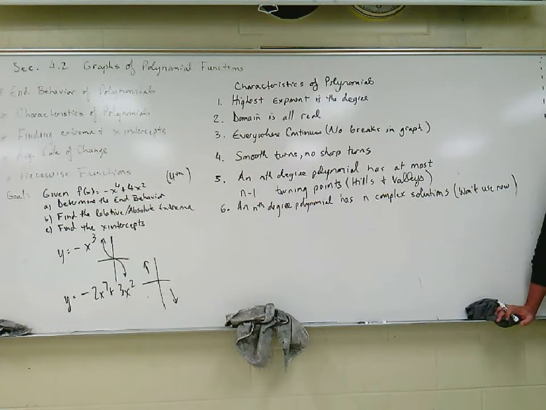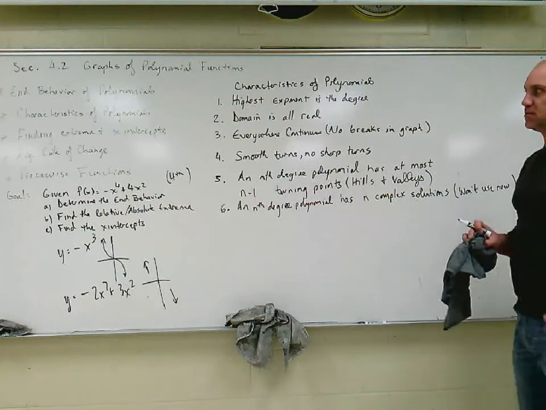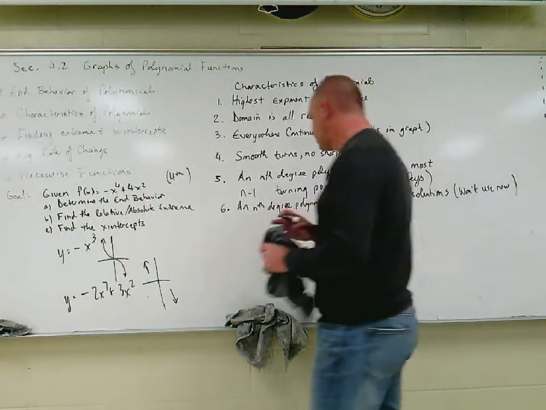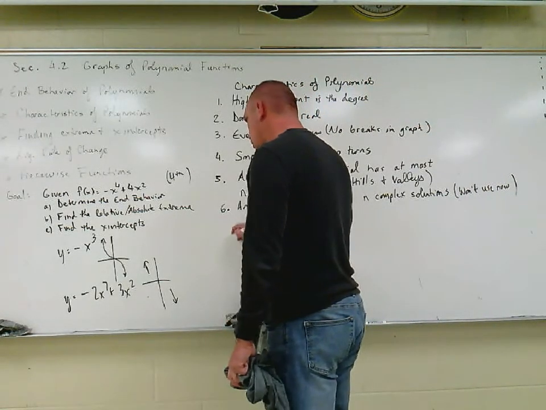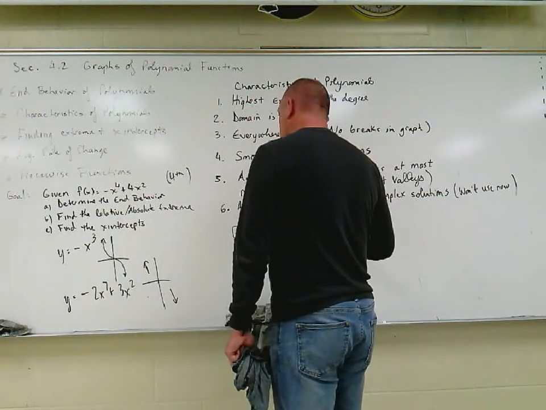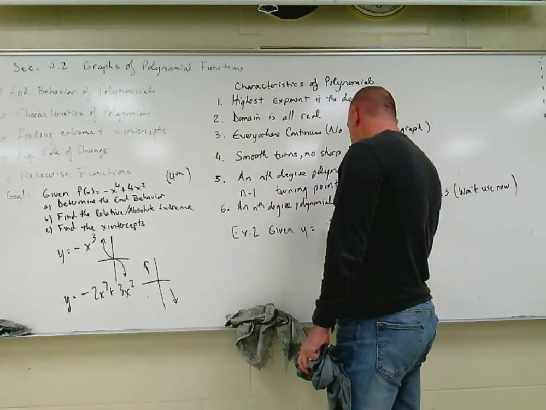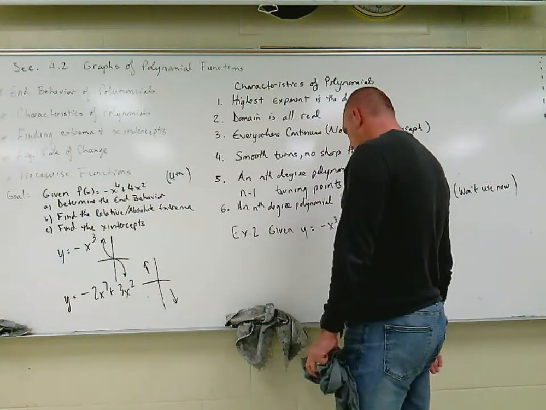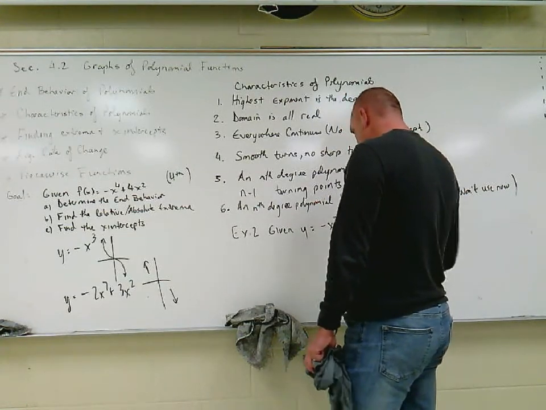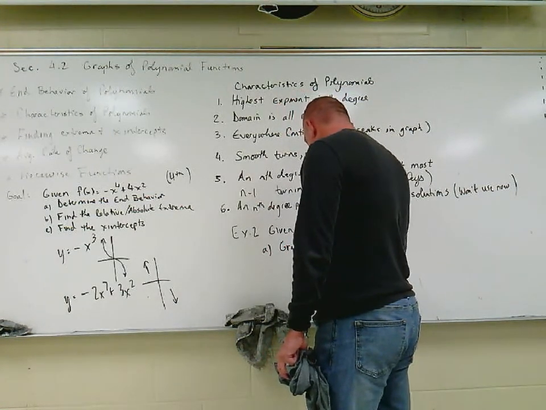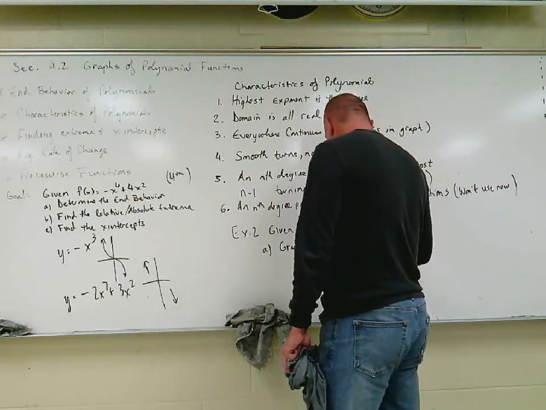Okay, so I'm going to leave these characteristics here, and we're going to see if the polynomial that I put on the board shares these characteristics. So we'll call this one example 2. Given y equals negative x cubed plus 9x. Here's what I want you to do, part A. Graph on the TI 83, 84, whatever you got.